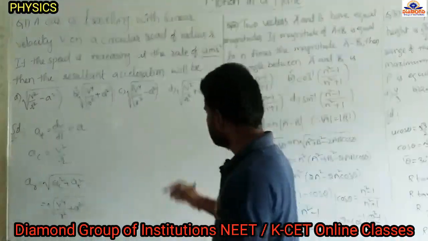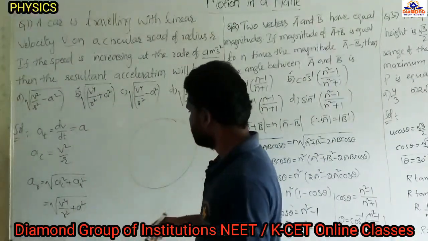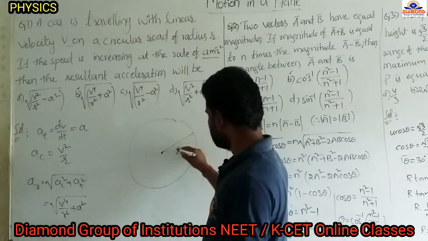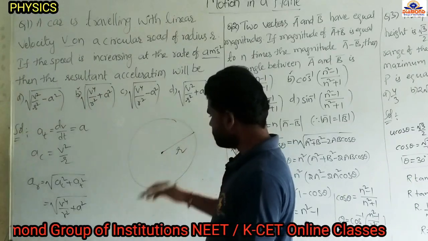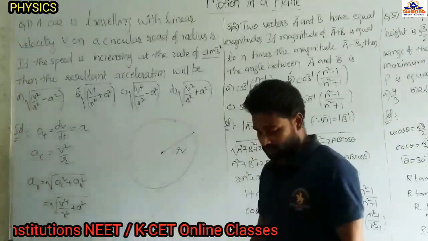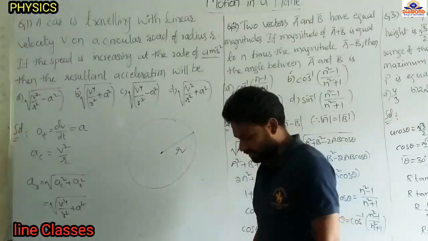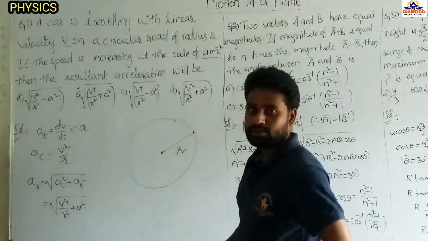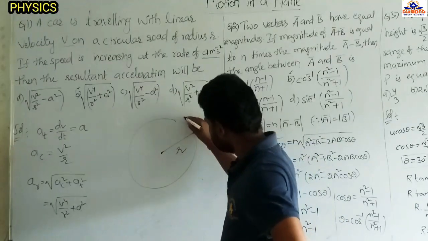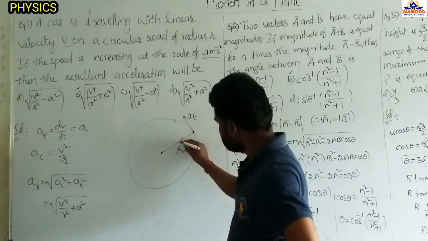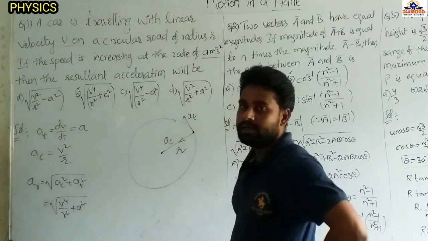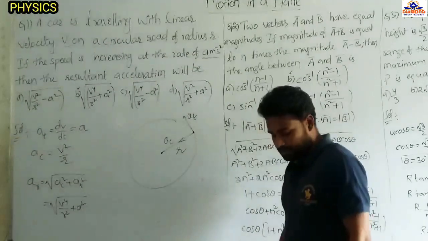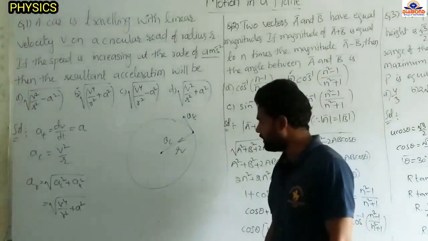we have to find. So now here the car is moving in the circular path, circular road. The radius of this circular road is r. Whenever a particle is moving on the circular road, it has two accelerations. See, now at this point it has two accelerations. What are those two accelerations? One is the tangential acceleration, one more is the centripetal acceleration. Tangential acceleration is responsible for the magnitude and centripetal acceleration is responsible for the direction.